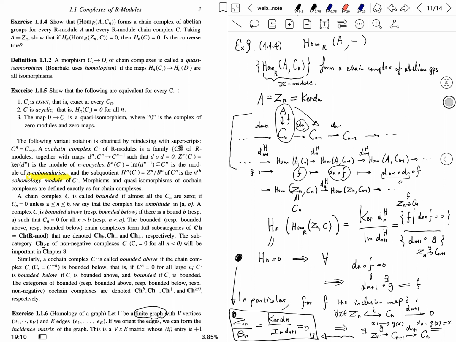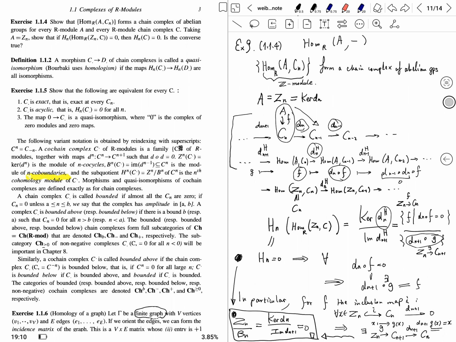And then let's just apply the definition. What does it mean? Hn of the new complex is 0. It means the kernel of dn^h quotient by the image of dn+1^h is 0. I denote by h to distinguish between dn of the original complex and dn of the new complex. By definition, these are the morphisms from Zn to Cn such that dn composed with f equals 0, and the image of dn+1 are those morphisms of the form dn+1 composed with j, where j is a morphism from Zn to Cn+1.